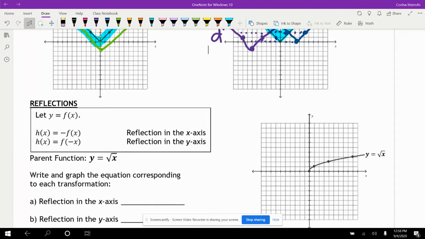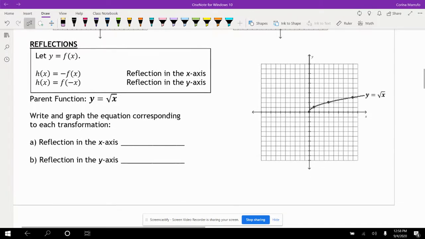Reflection. So your reflection happens when you put a negative either in front of the x or inside with the x. So if you put it in front of the f of x, in front of your function, it's going to be a reflection across the x-axis. Now, if you put it inside with the x, you're going to get a reflection across the y-axis.